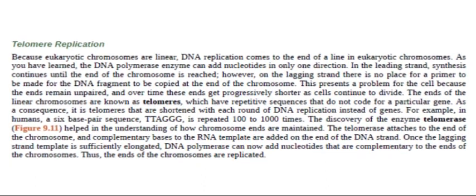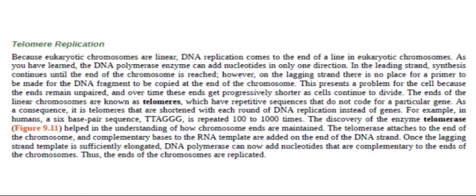This presents a problem for the cell because the ends remain unpaired, and over time these ends get progressively shorter as cells continue to divide. The ends of the linear chromosomes are known as telomeres, which have repetitive sequences that do not code for a particular gene. As a consequence, it is telomeres that are shortened with each round of DNA replication instead of genes.